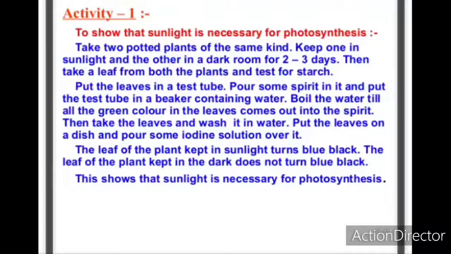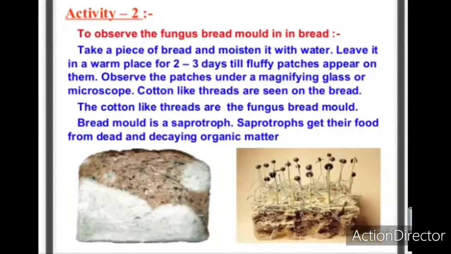Take the leaves and wash them with water. Put the leaves in a dish and pour some iodine solution over them. The leaf of the plant kept in sunlight turns blue-black. The leaf that was kept in the dark room does not turn blue-black. This shows that sunlight is necessary for photosynthesis.